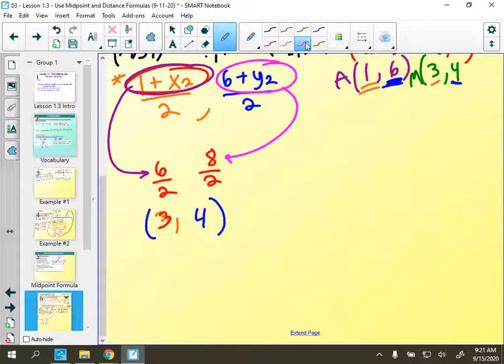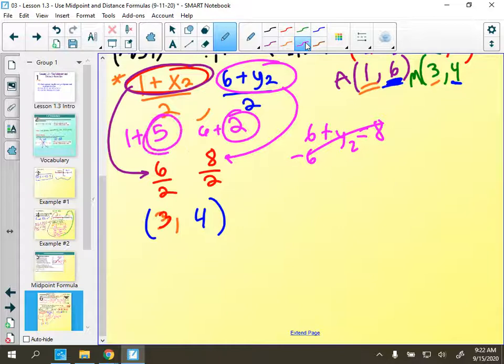If it didn't quite jump out at you, you could set up actual equations: 6 plus y2 equals 8, and you solve, subtracting 6 from both sides. I'm not saying you necessarily have to do that, because a lot of us can look at this and say, 6 plus what is 8? Well, that must have been 6 plus 2, right? Got us to that 8. Over here, 1 plus what got us to that 6? That must have been 5.